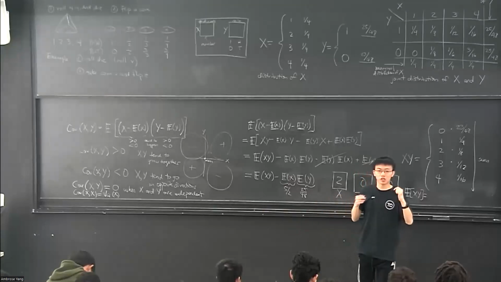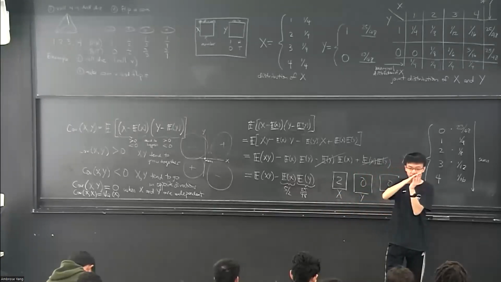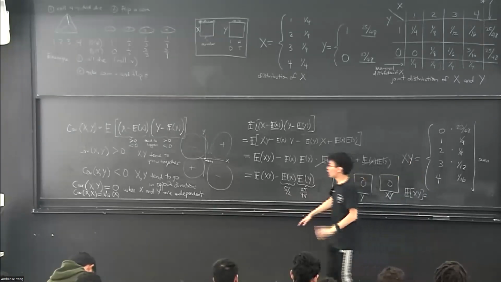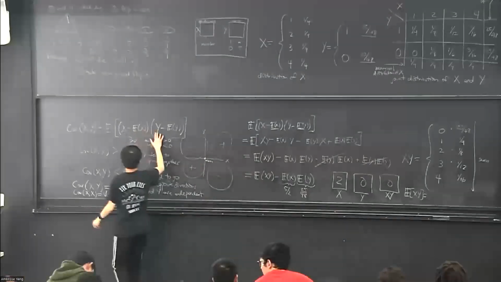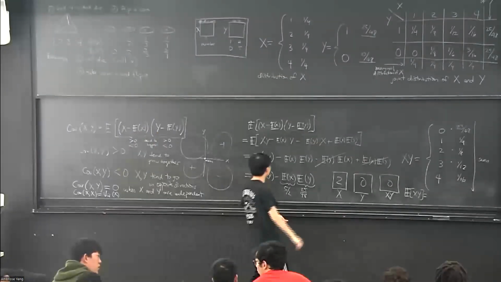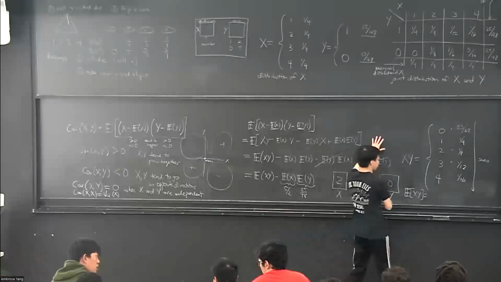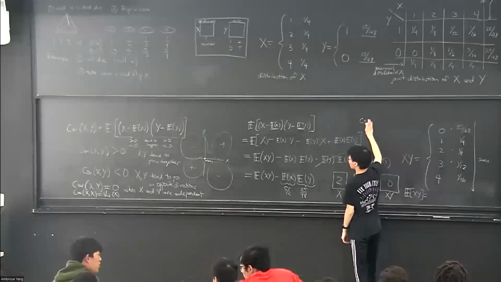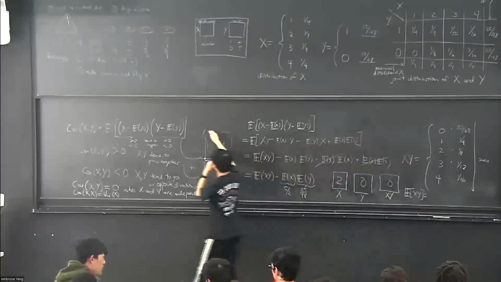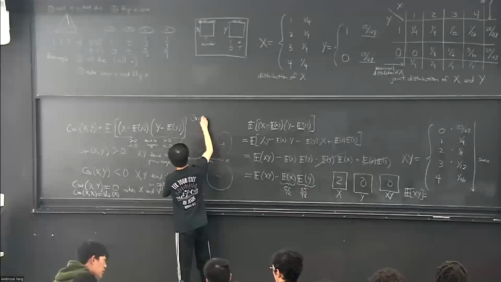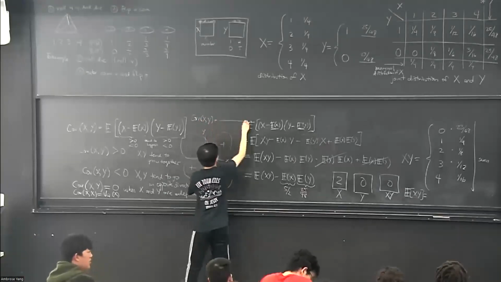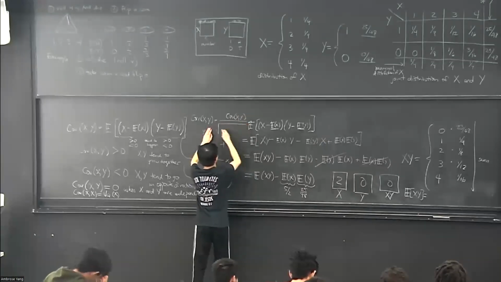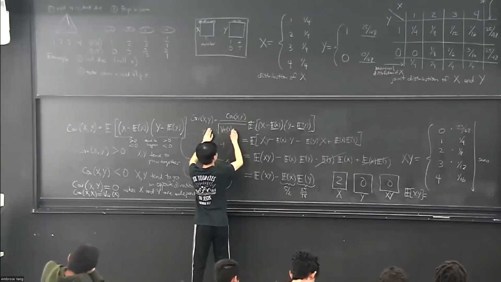So somehow, we have to capture the strength of that relationship between X and Y and take into account how big these random variables X and Y were. And so that gives the correlation. I'm going to write the correlation right here. So the correlation of X and Y is the same thing as the covariance, except now I'm going to divide by the square root of variance of X times variance of Y.